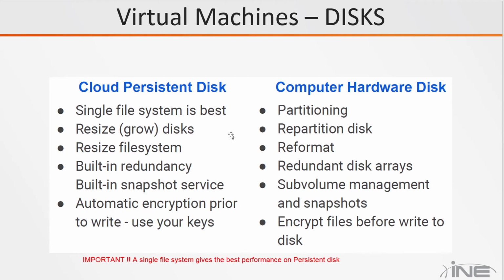Now you have what's called cloud persistent disk and computer hardware disk. Computer hardware disk is typically attached to the server, so it's more or less internal or connected directly to the hardware. Cloud persistent disk is more of a file structure, and this is where you may want to use a persistent disk if you need to get a file structure in place, let's say.